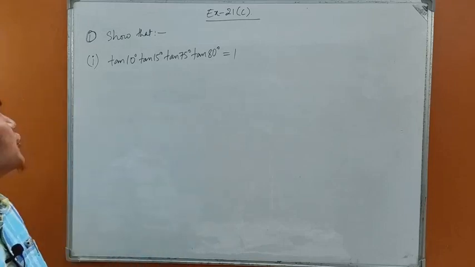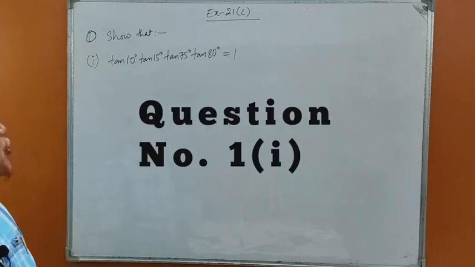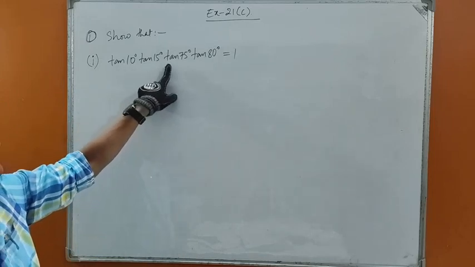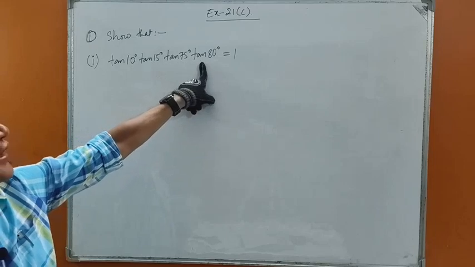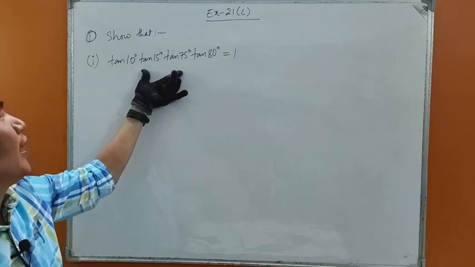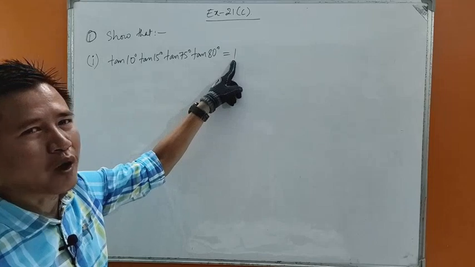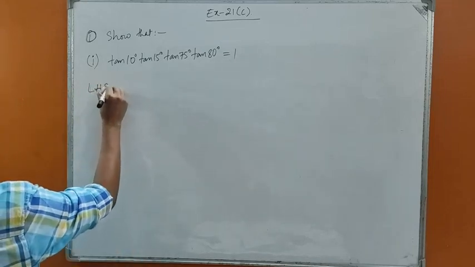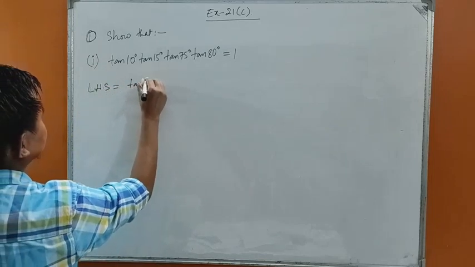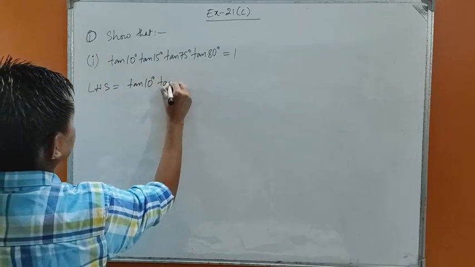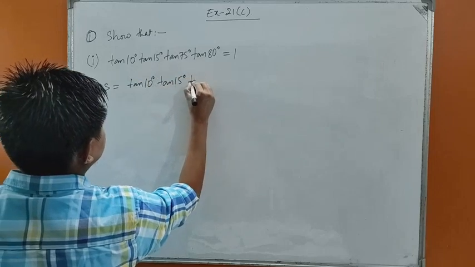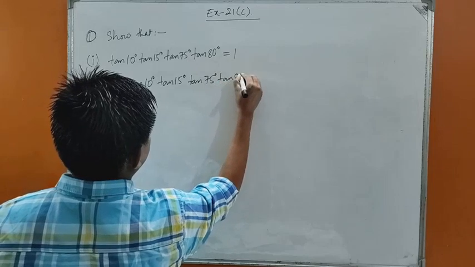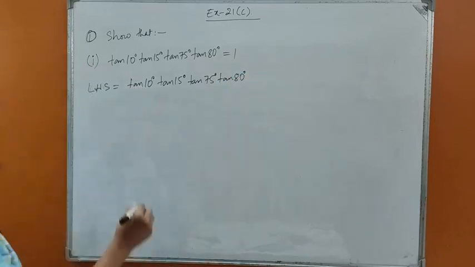We'll start from question number 1 itself, and in question number 1 we have tan 10 degree, tan 15 degree into tan 75 degree into tan 80 degree. This is the left hand side and we are asked to prove this is equal to 1. So let's do this. LHS, left hand side, equals tan 10 degree, tan 15 degree, tan 75 degree, tan 80 degree. This is what we have in the left hand side.